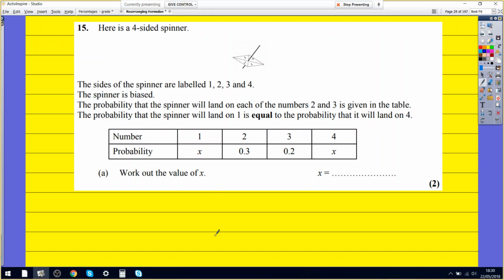Okay, how about this one? The sides of the spinner are labelled 1, 2, 3, and 4. The spinner is biased. The probabilities of the spinner landing on numbers 2 and 3 are given in the table. Work out the value of x. So could x be 2.5 or no, 0.25? Yeah, that's it. Got it.